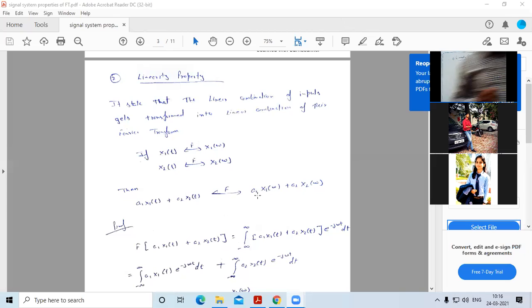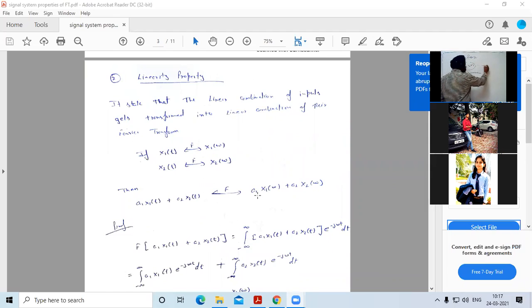The second property is the linearity property. It states that a linear combination of inputs gets transformed into the linear combination of their Fourier transforms. This means that if we have a signal x1(t) plus x2(t), a linear combination of inputs in the time domain, what will happen if we find the Fourier transform of this signal?